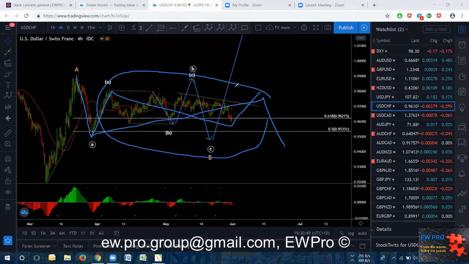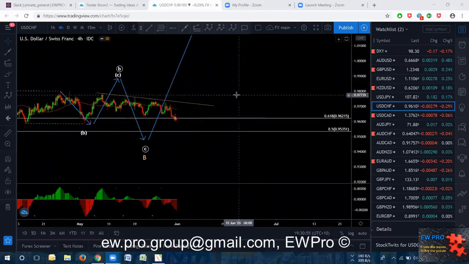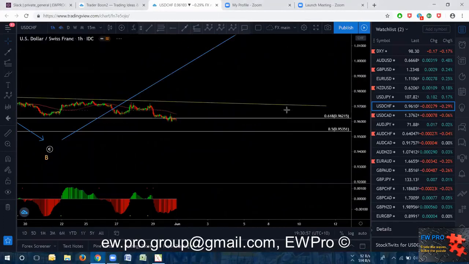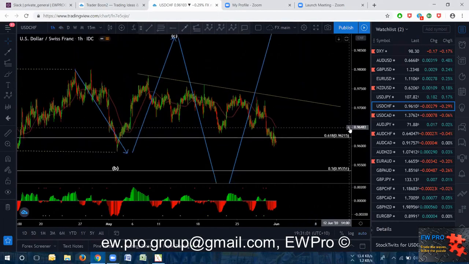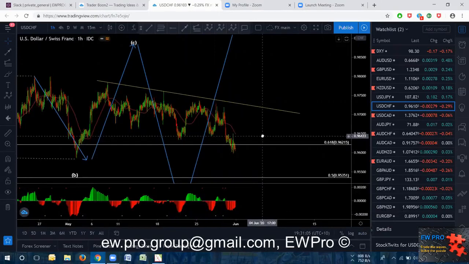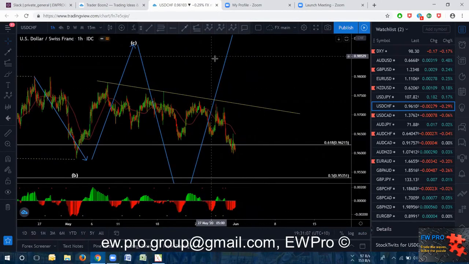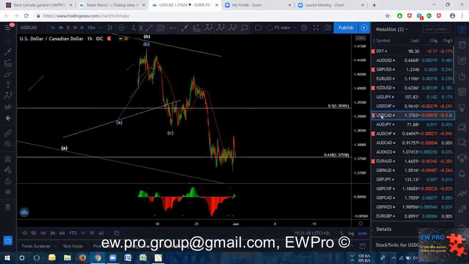Really stay out of this one. It's not clear. It's so choppy. If you were going to look to trade it, you really need to wait for this trend line break. We are getting divergence, bullish divergence. You really need a nice impulse out, correction, before you look to buy. But yeah, very difficult.